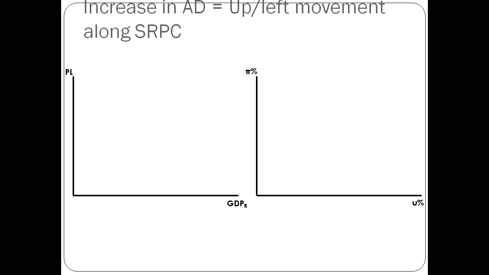All right, so the first thing we're going to do is look at what happens on the short-run Phillips curve if you have an increase in aggregate demand. And ultimately, you're going to see it's going to create an up-left movement along the short-run Phillips curve. So we're going to have an ADAS graph right next to a short-run Phillips curve, and they're going to be connected. So let's go ahead and do that.